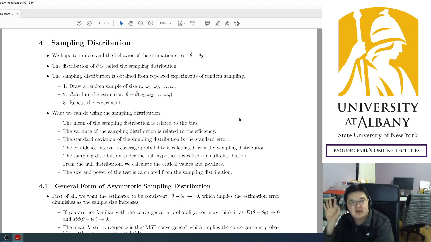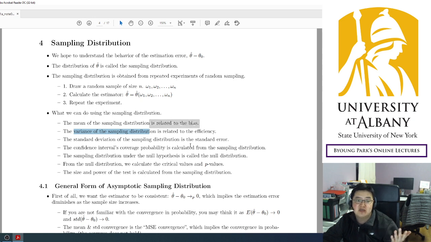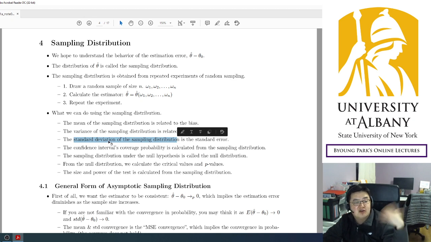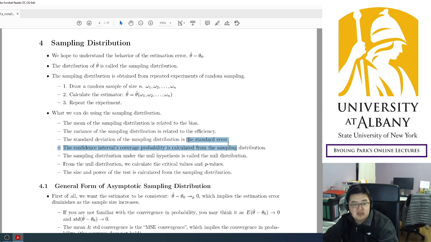Almost every statistics theory you know is based on the sampling distribution. For example, the bias is the average, the expected value of this theta hat over the repetitions, right? Bias is about the mean of the distribution, and the variance of the sampling distribution is the efficiency. The smaller the variance of the estimator is, the more efficient the estimator is. So that variance is the variance of the sampling distribution. And the standard deviation of the sampling distribution is called the standard error.